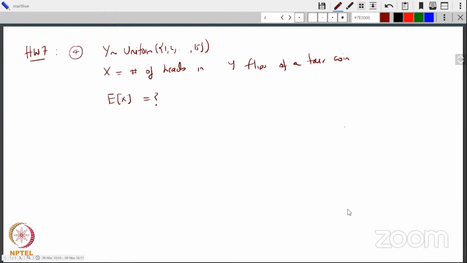I think I want to illustrate the question in a slightly different format. I want to place the question in the arena of conditional distributions. So the idea is the following. I know Y is uniform, and I'm tossing a fair coin Y times, right? So the distribution of X, so Y is uniform.